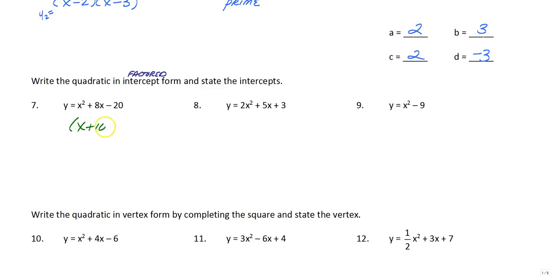So we're going to have x plus 10 and x minus 2. But you cannot forget about the y equals in front. That is telling you that it is an equation in intercept form. If you don't have the y equals, it's just an expression. But then to list our intercepts, remember it's opposite. So this would be a negative 10, 0, and a positive 2, 0.